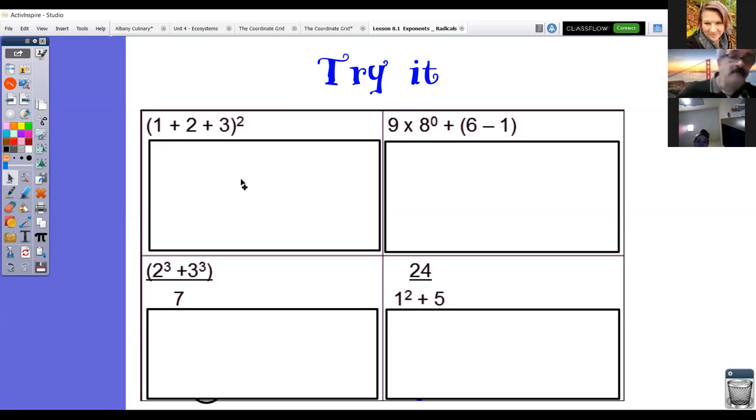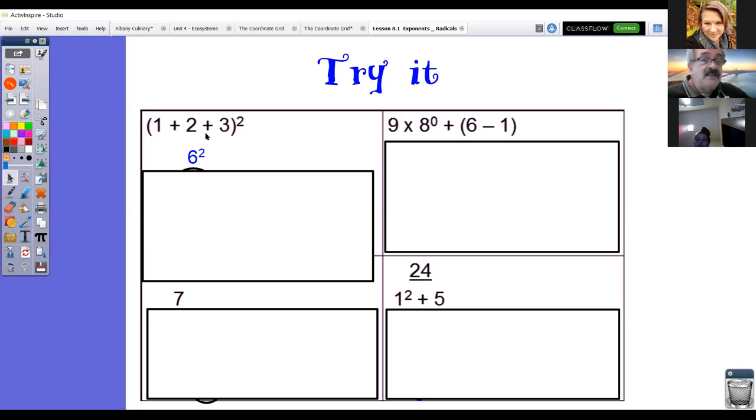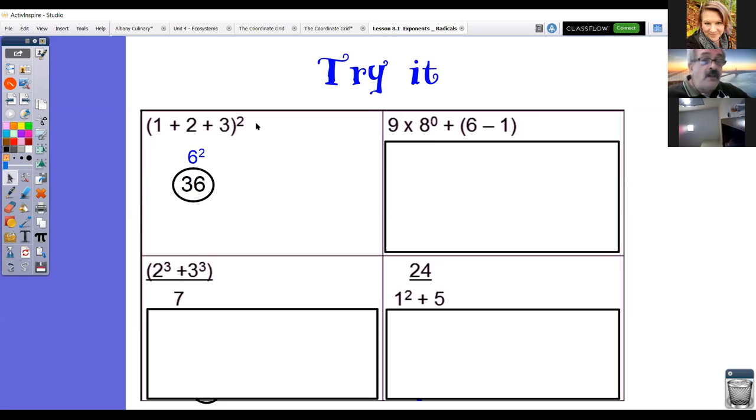Okay. All right. So remember that we've got parenthesis. All right. PEMDAS, parenthesis first. So we're going to do 1 + 2 + 3. That's all in the parenthesis. So what that would be is 6 squared. Okay, so you remember 6 squared is just 6 times 6. So our answer would be 36. So all this exponent applies to everything inside that parenthesis. Okay?